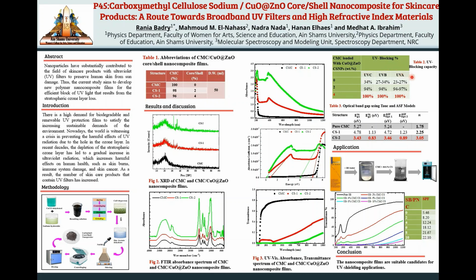This table presents the UV blocking percentage of pure CMC and CMC with different concentrations of core shell nanoparticles in the three regions of the UV radiation. And we found that the film containing 4 weight percent of core shell nanoparticles can block 100% of the incident UV radiation, which is a very good result.